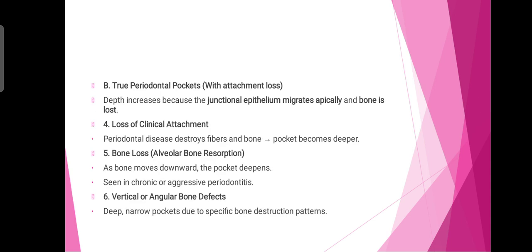Now, what are true periodontal pockets? True periodontal pockets are formed when there is true attachment loss. Depth increases because the junctional epithelium migrates apically and bone is lost. Periodontal disease destroys fibers and bone. The pocket becomes deeper. As bone moves downward, the pocket deepens, as seen in chronic or aggressive periodontitis. Deep, narrow pockets due to specific bone destruction patterns can result in vertical or angular bone defects.